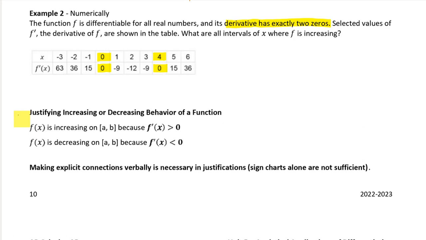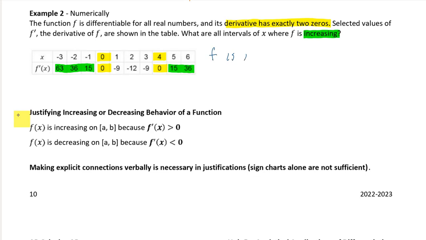Well, just like our last one, if f is increasing, that means my derivative is positive. So if you look at this first section in the table, those are all positive. If you look at the last section in the table, those are positive. And because they told us the derivative has exactly 2 zeros, we can assume that everything else in those green intervals is positive as well. So I would say pretty much the same thing I did as last time.